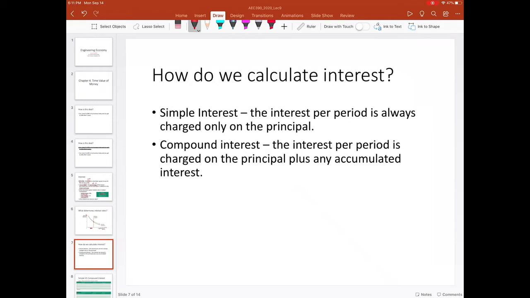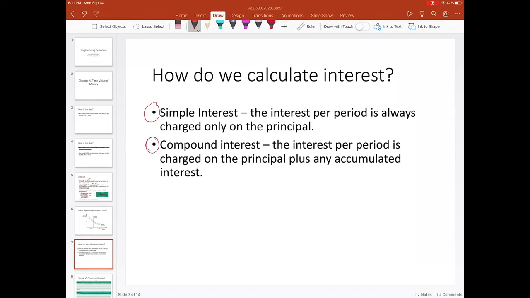Then the question comes to, how do we calculate interest, right? If interest is so important, how do we know what the interest is? That's very important. So we have two ways to calculate that. I should say we have two types of interest. One type is simple interest, okay? Another type is called compound interest.